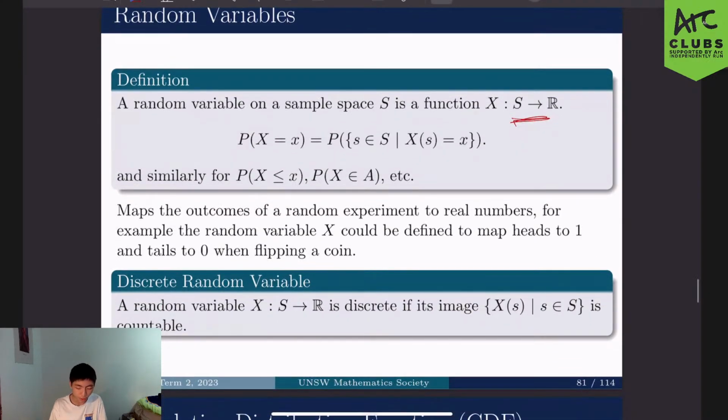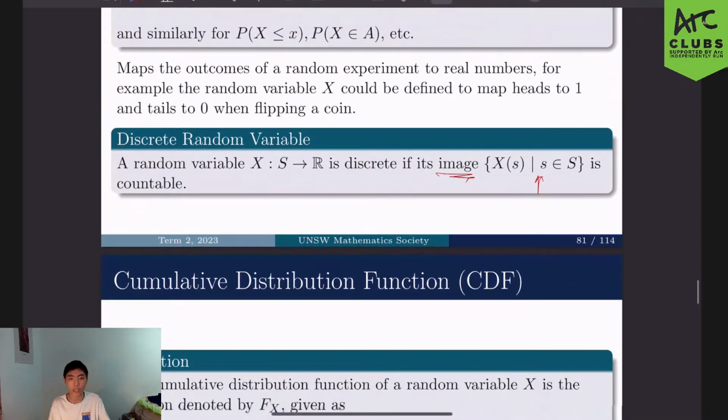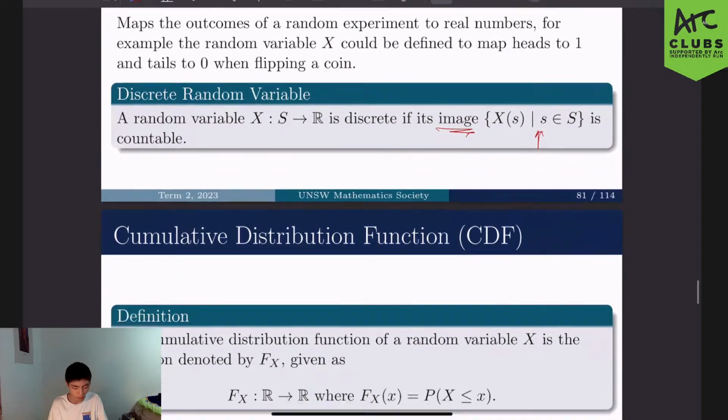Now, it's discrete if everything inside the sample space can be counted. The image is all of the possible outputs. So if we have this as our event, basically the probabilities, we can count up all of our events. If it is countable, then it is discrete. Of course, if it's not countable, then it's not discrete. It'll be continuous.